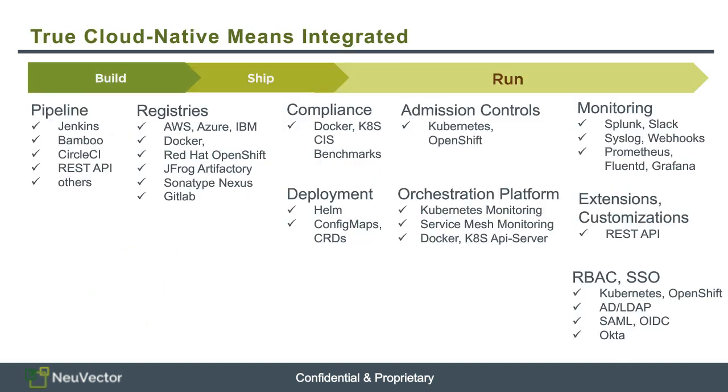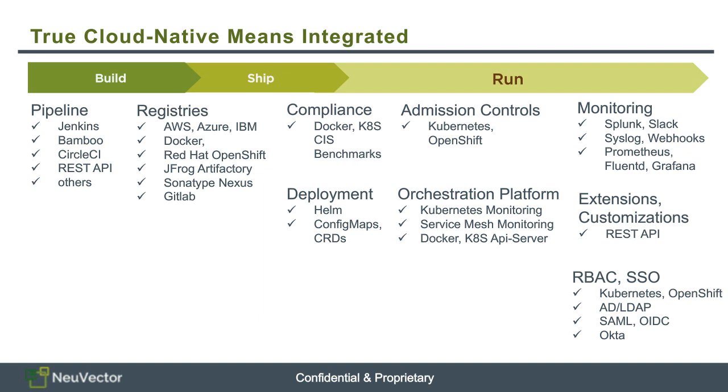There are really a lot of different things that you have to consider when you want to implement cloud-native security. Of course, it all starts with the early stage of the pipeline and of the build. And so NeuVector offers integrations directly into your favorite tools such as Jenkins, Bamboo, Circle, and other CI/CD platforms. We also have vulnerability scanning of all the images in basically all the popular container registries.